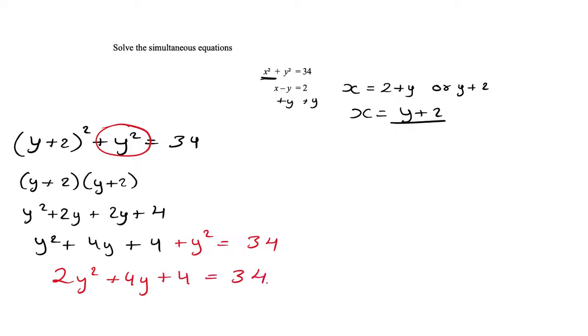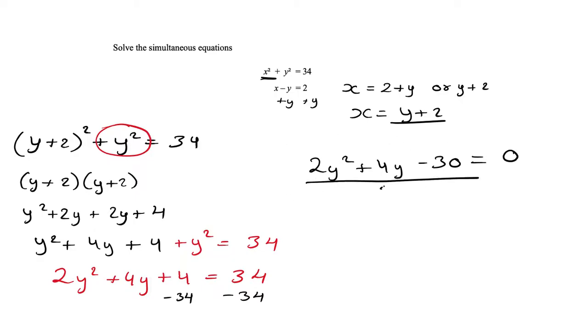Okay, now we see a quadratic forming, so let's subtract 34 to make it equal to 0. So subtract 34, 2y squared plus 4y minus 30 is equal to 0. Okay, now all of these are divisible by 2, so let's divide it all by 2. So we have y squared plus 2y minus 15 is equal to 0. Okay, now we can solve this.